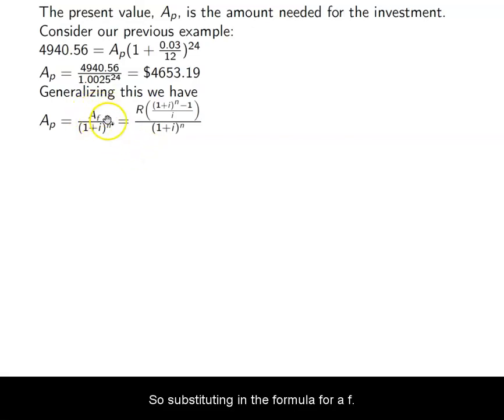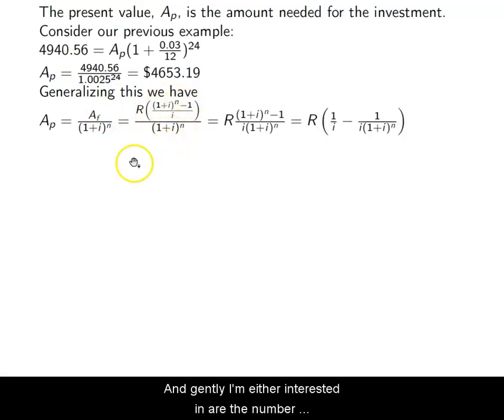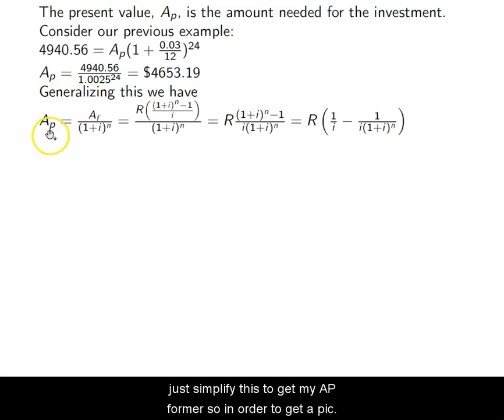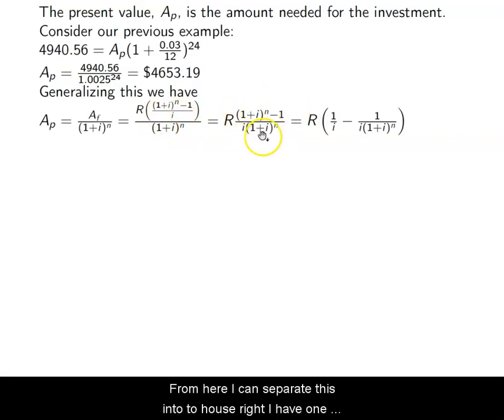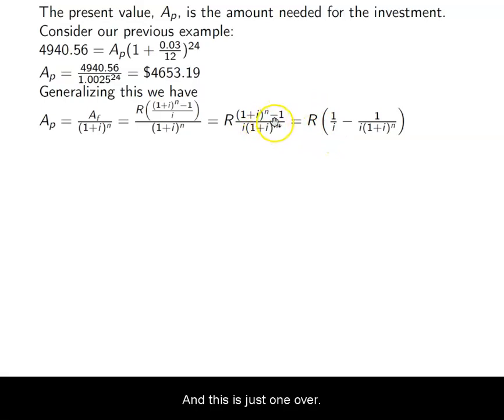So substituting in the formula for AF, we have the following. Okay. And generally, I'm either interested in R, the amount of payments I would need, or I can just simplify this to get my AP formula. So in order to get AP, I can simplify this by multiplying by the reciprocal here, and I get this formula. From here, I can separate this into 2 halves, right? I have 1 plus I over n over 1 plus I over n, so that leaves me with 1 over I. And this is just 1 over I plus in.